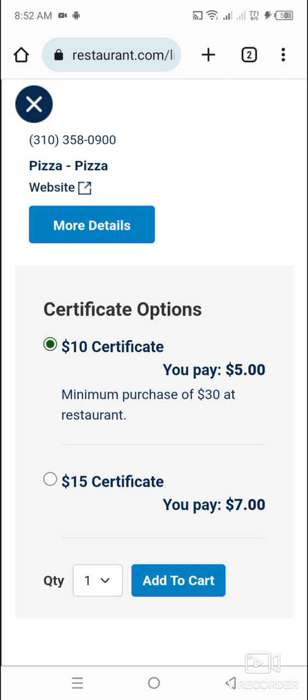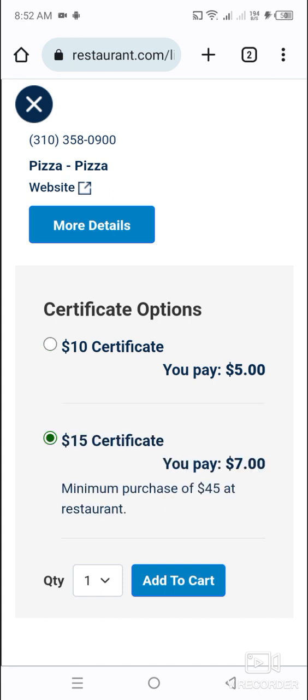Make sense? On the other hand, a $15 gift certificate costs only $7 when they buy it from the website of restaurant.com. So they buy a $15 worth gift certificate for only $7. In other words, how much does the customer or the diner end up saving? $8, right? Because 15 minus 7 equals 8. So basically, that's how it goes.